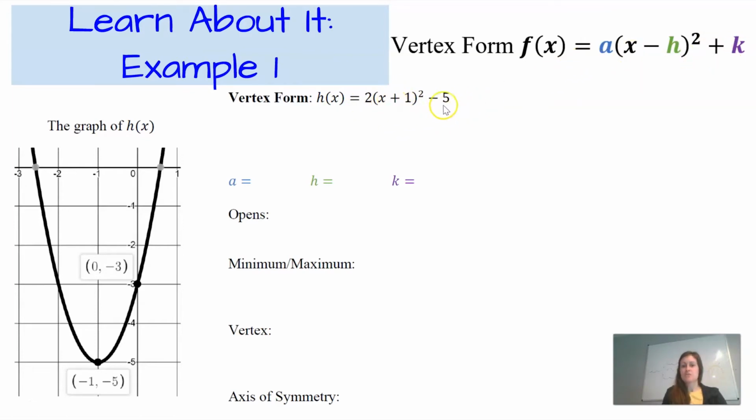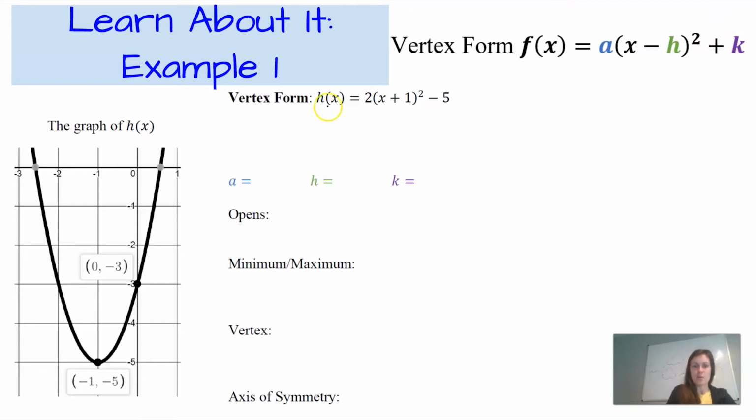What I want to do is make sure that all of my signs are also matching up. So there's an addition sign between the x plus 1 in the equation for h of x, and in the general form of vertex form, I see an x minus h. So we'll fix that up by using some properties of arithmetic. And then I also see that there's a subtract 5 in the equation for h of x, but in my vertex form equation, it's a plus k. So we'll fix that as well.